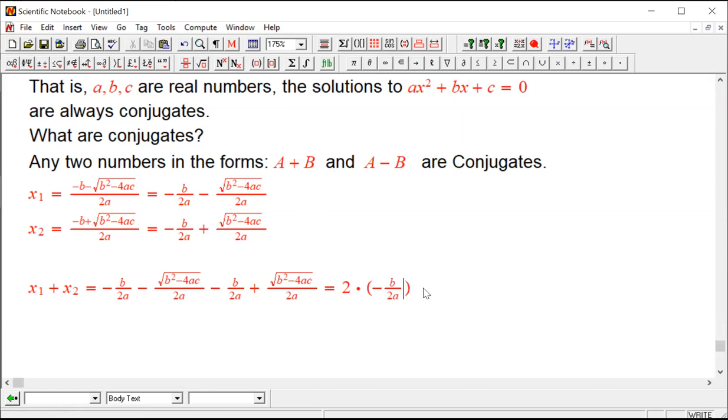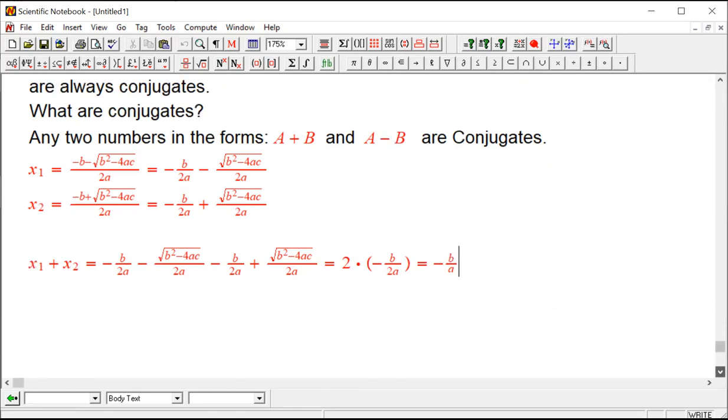We have 2 of them. And in that case, it is equal to 2 and 2 reduced. So it equals negative b over a. Okay, isn't that interesting? So the solution, you add them, right? You get negative b over a.